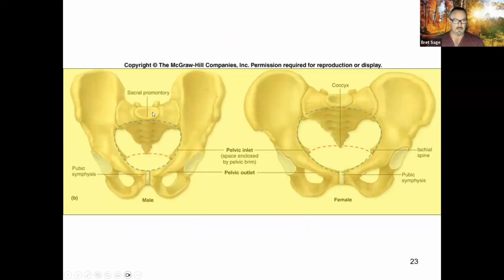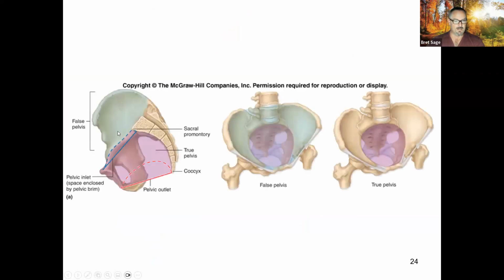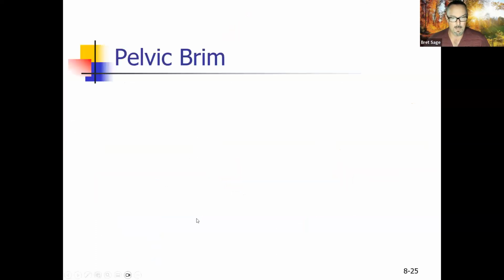This is showing you the difference between the pelvic inlet and outlet. Pelvic inlet is the top of the sacrum. The outlet is the bottom, where the ischia are found. So you can see an even better image of pelvic inlet, pelvic outlet. The sacrum is flattened in women, allowing the baby's head to pass, and in men it's more curved because they don't need to give birth.